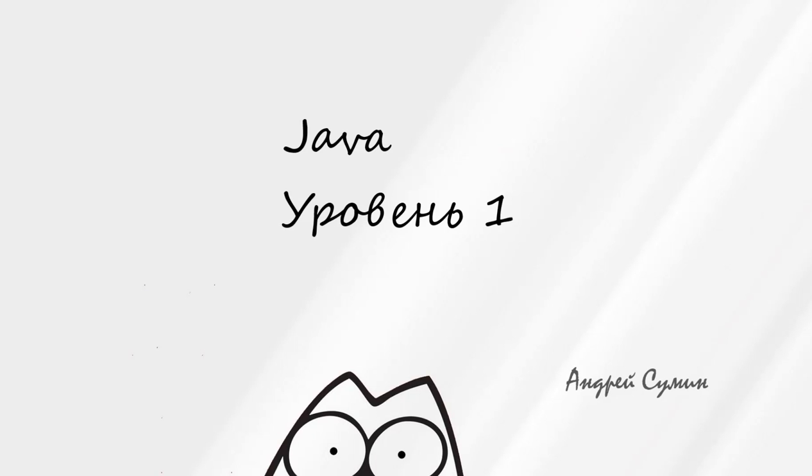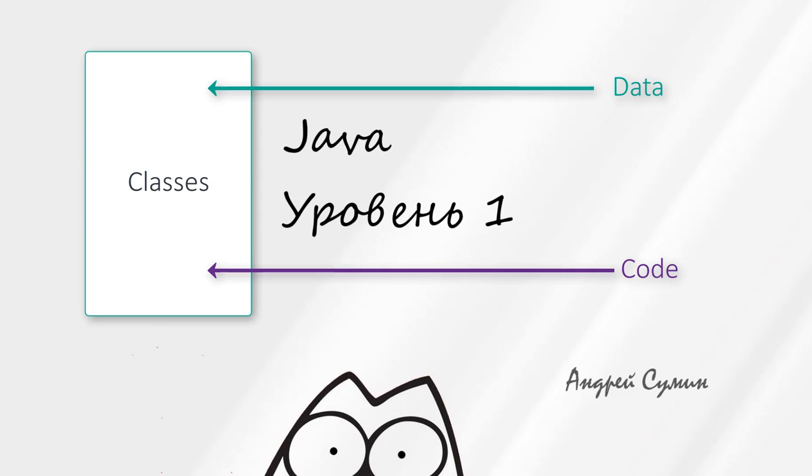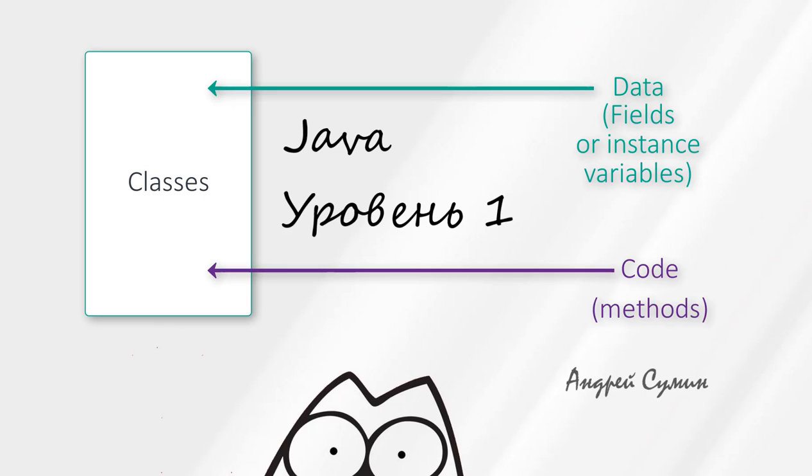As you already know, classes consist of data and the code, which controls these data. The data are called fields or instance variables, whereas the code which controls them is called methods. In our last lesson, we have discussed fields. Today we're going to focus on methods.